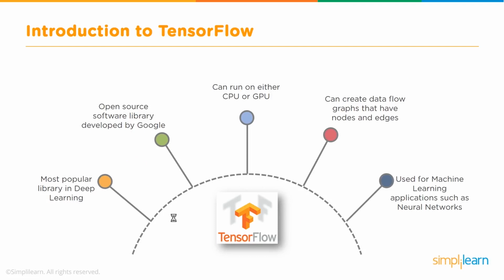So what are some of the properties of TensorFlow? I think today it is one of the most popular platforms. TensorFlow is the most popular deep learning platform or library. It is open source. It's developed and maintained by Google, but it is open source. One of the most important things about TensorFlow is that it can run on CPUs as well as GPUs.